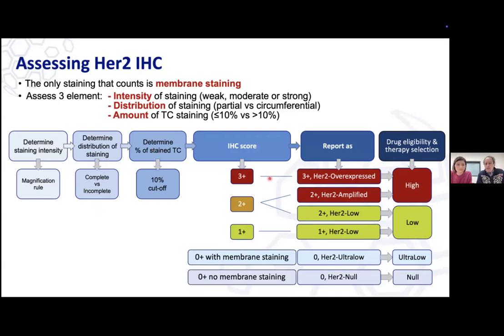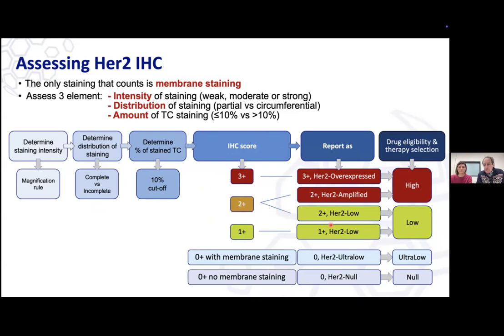And then we get an IHC score. If the IHC score is 3+, then we can call it overexpressed. If it's 2+, we need to do something else, usually in situ hybridization, where it could be amplified. Both of these will be high expressors. It will be HER2 positive. We can treat with trastuzumab or anything else we like instead.